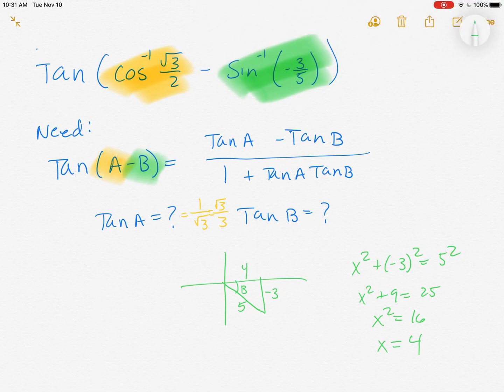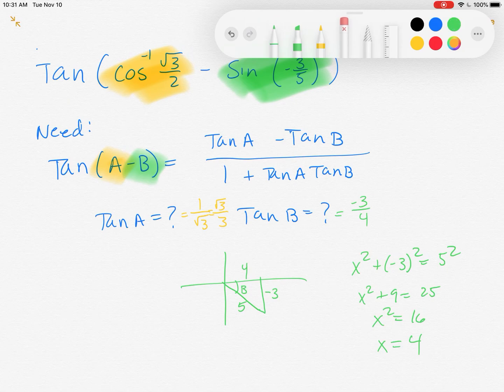And so what's the tangent of B? Easy. Opposite over adjacent. Negative 3/4. Opposite over adjacent. Awesome. Okay, now we have everything that we need. Now what we need is arithmetic skills.